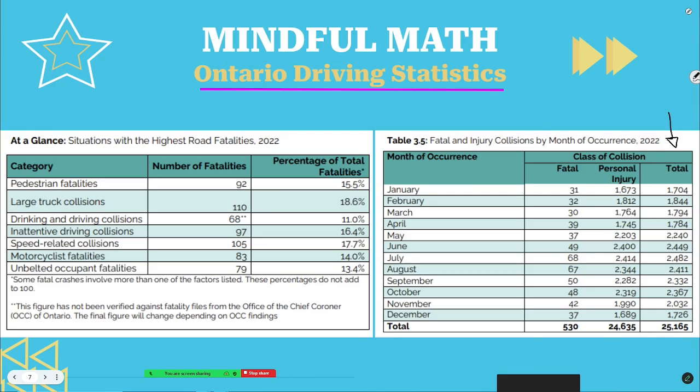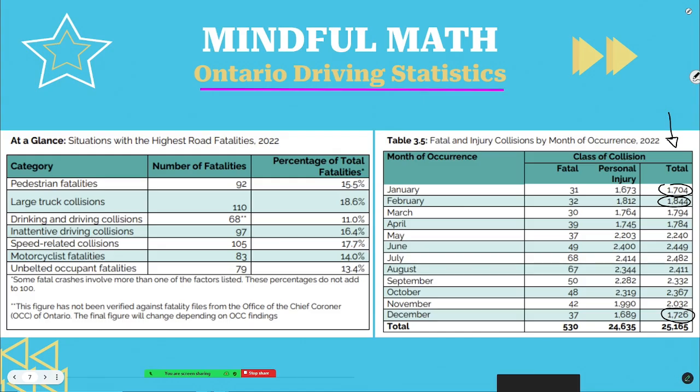So looking at the second table that we have on the screen here in front of me, it has month of occurrence, number of fatalities, number of personal injuries, and then total, how many collisions sort of took place by month. Now this was in 2022. But if you look on the side, you'll see January had 1,704, December had 1,726, February, another snowy month, 1,844. But if you go down and you look for the largest number, what's the biggest number?